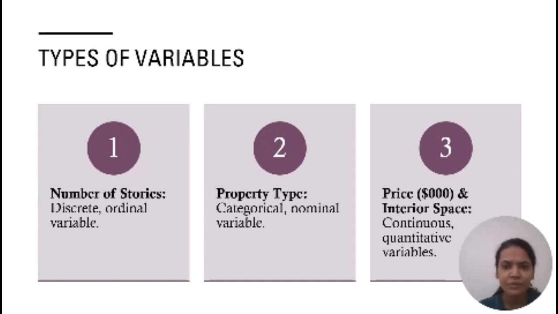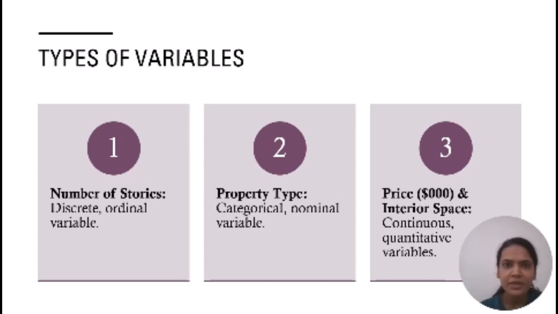Moving to the next slide, there are different types of variables, which include number of stories, property type, price, and interior space. The number of stories is a discrete ordinal variable, and the other one is a categorical, nominal variable. The price and interior space are continuous quantitative variables.